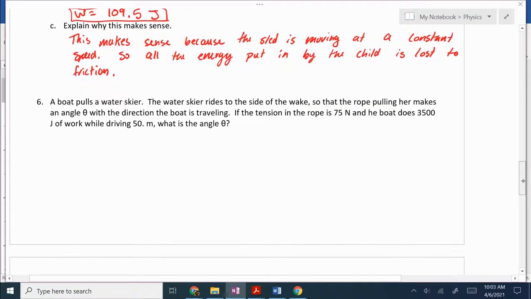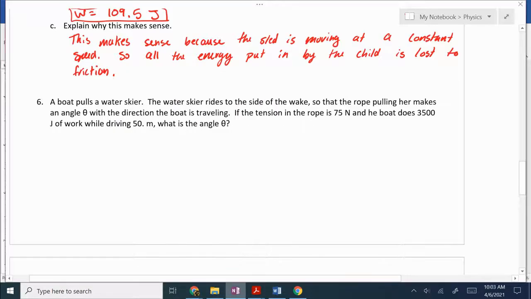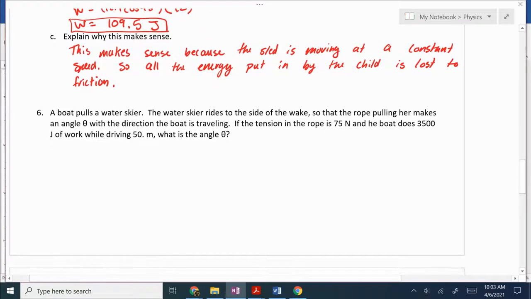Okay, number 6. A boat pulls a water skier. The water skier rides to the side of the wake so that the rope pulling her makes an angle theta with the direction the boat is traveling. If the tension in the rope is 75 newtons and the boat does 3,500 joules of work while driving 50 meters, what is the angle theta?